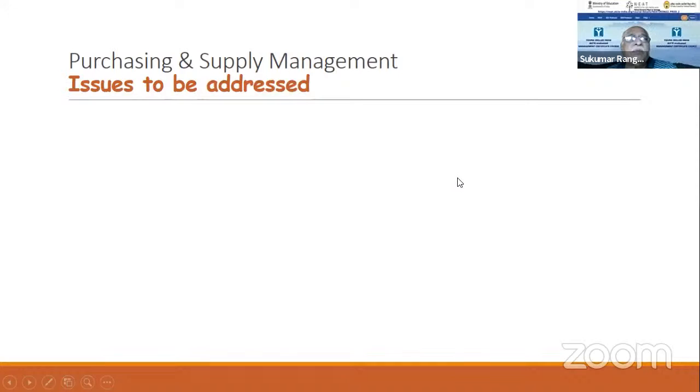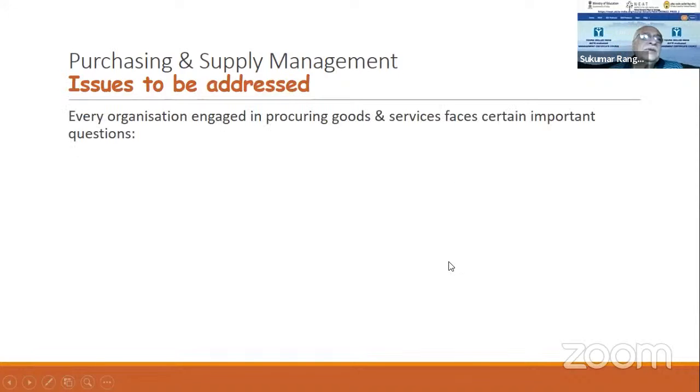So purchasing and supply management, what are the issues to be addressed? See, every organization is engaged in procuring goods and services. I am saying that it's not only for manufacturing industries, but for service industries too, whether it is a hotel or a hospital, or even for that matter an information technology company, there is still a continuous, constant requirement of procurement and delivery. So this is where it is important. Of course, delivery in case of software products is different from delivery of physical goods. But in all other cases, from manufacturing to service, there is a delivery involved, right?